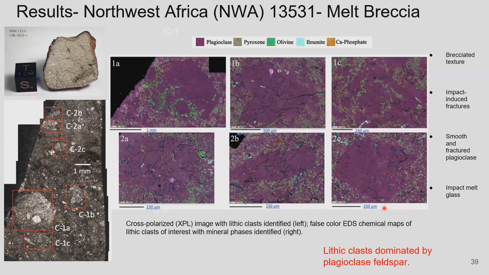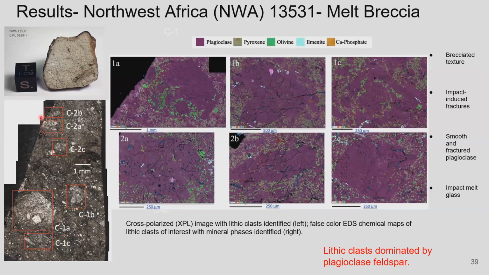So now let's actually talk about some of the results from our samples. I'm going to go into this in a bit of detail here. The first sample we're looking at is Northwest Africa 13531. It's what's called a lunar melt breccia. What that means is that you have all these lithic clasts inside of a matrix that was melted and crystallized. So you have lithic clasts in a crystallized melt matrix.